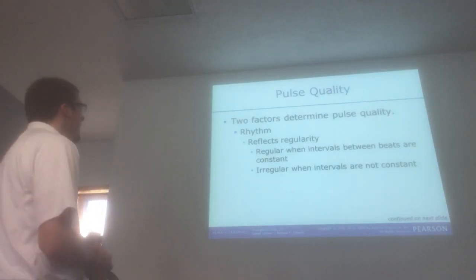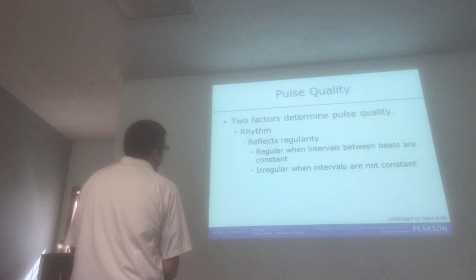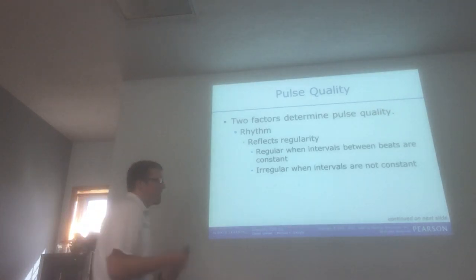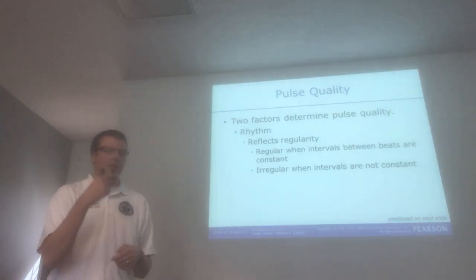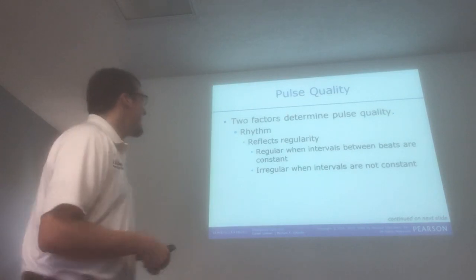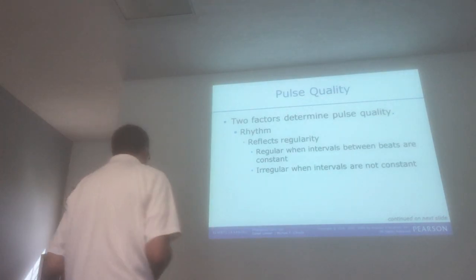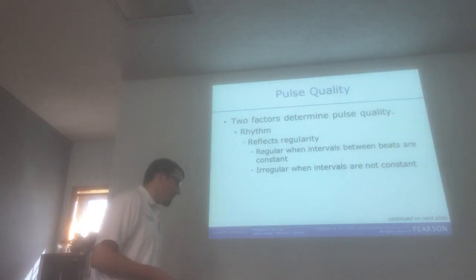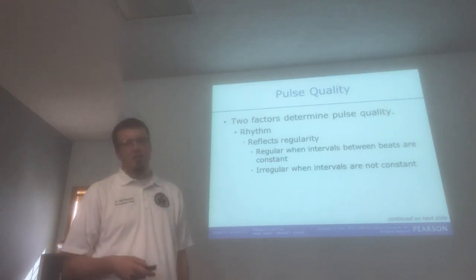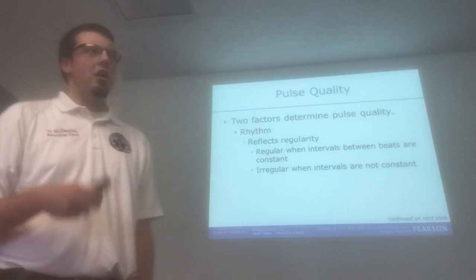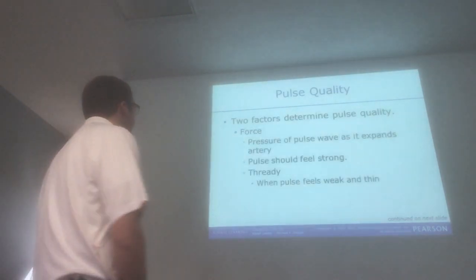Rhythm is regular when the intervals between beats are constant. So like I said, if it's beating constantly, it feels pretty regular. If it's irregular, the intervals are not consistent. So if it's like that, that's an irregular pulse, right? It should be nice and steady.